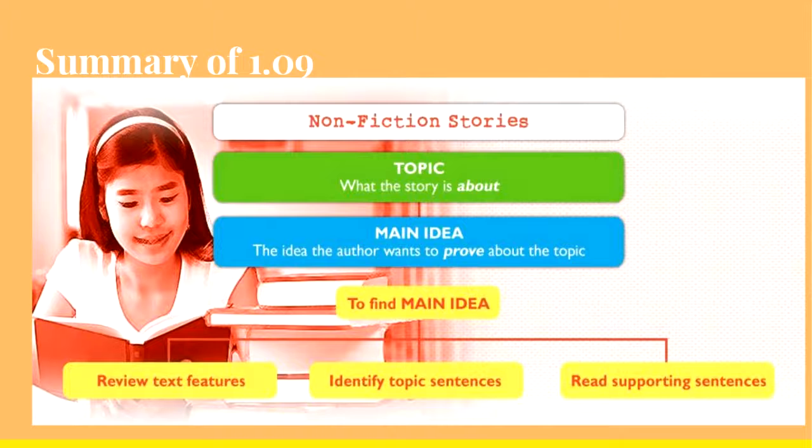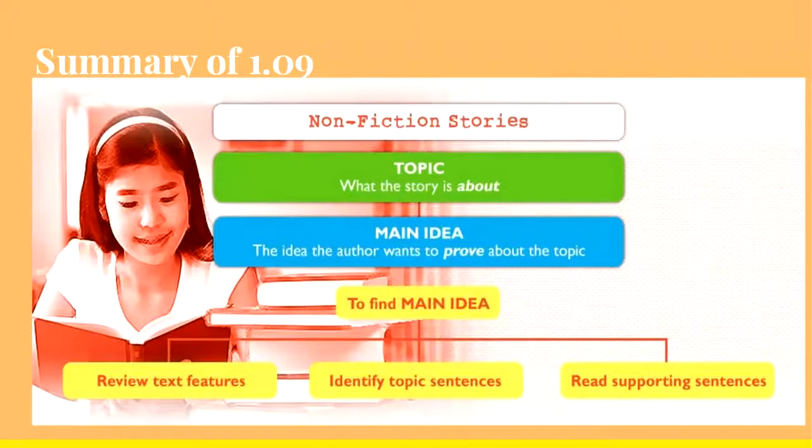And remember, it's really important for you to go through the entire lesson and take notes on the entire lesson. This is just a quick review and kind of a preview of what's coming up in the lesson. So when we look at 1.09, a summary of it is you're going to look at nonfiction stories.